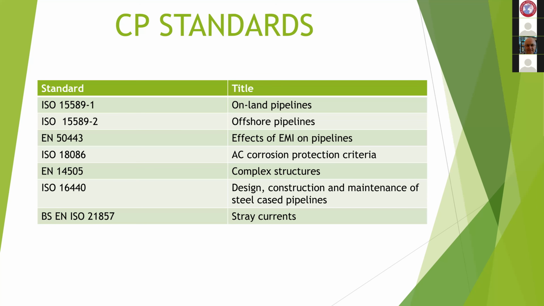The 16440 is also a very useful standard. It deals with the design, construction, and maintenance of steel case pipelines. And cathodic protection people don't like steel case pipelines very much, because once the carrier pipe is inside that pipeline, we're very much restricted on what we can do to stop any corrosion. And you might think, well, there won't be any corrosion because it's in this pipe and it's just full of air. The reality is that the casing is seldom properly sealed. So you do get air and water in there.